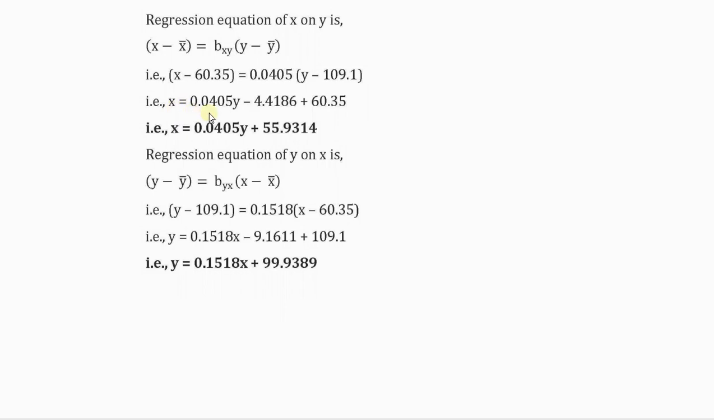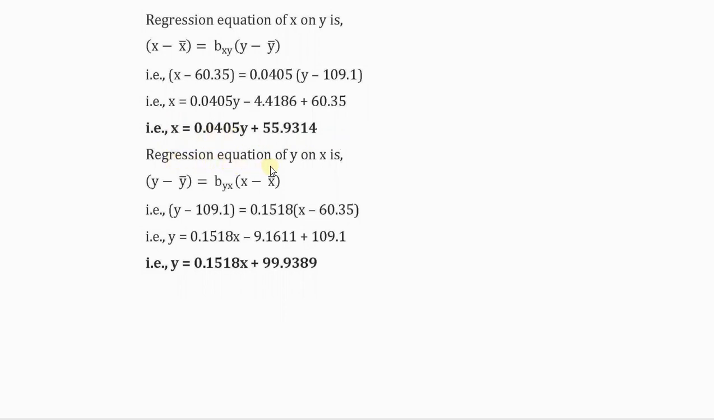Similarly, x is equal to, so now solving this bracket, taking this 0.0405 inside and multiplying with them, we have x is equal to, take 60 here. So 0.0405y minus 4.4186 plus 60.35. So that results into x is equal to 0.0405y plus 55.93. Now for a given value of y, you can estimate the value of x using this equation.